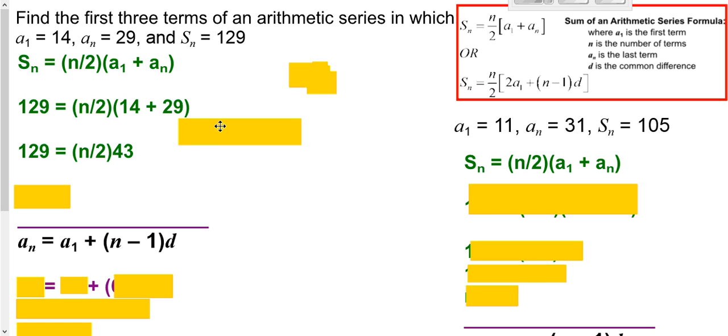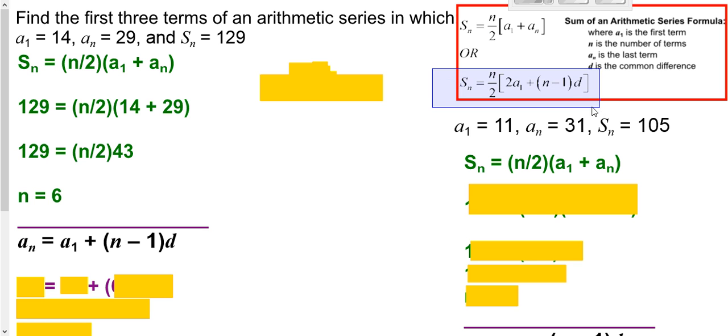So now we want to go ahead and solve this. I get 43 here, then I have to go ahead and divide by 43, and then to get rid of dividing by 2, multiply by 2, and I end up getting 6. So I know what n is. Now, I could go ahead and use this second formula right here on the top right, because I know s sub n.